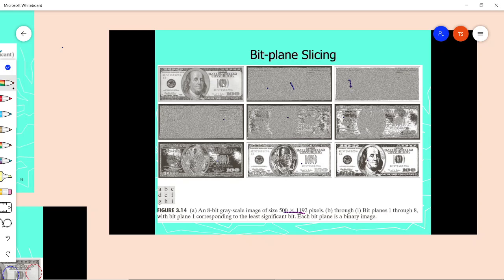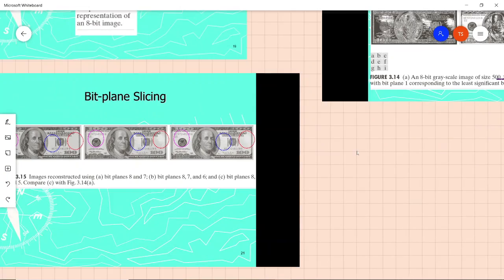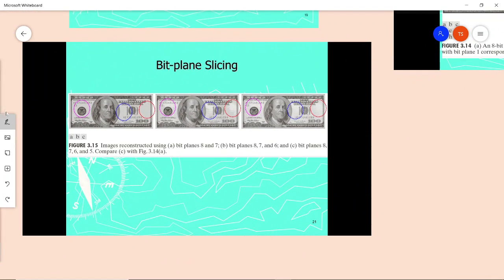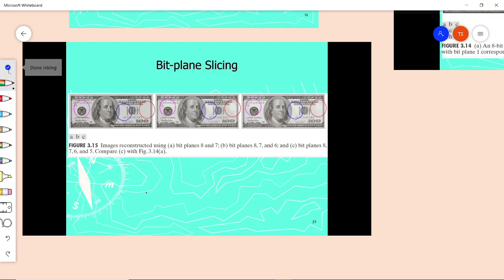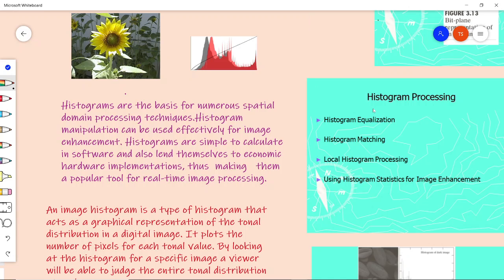Then see the contrast difference between the input image and the output image. Some intensity values are highlighted by the bit plane slicing operation. Which are highlighted? See here, you can easily find out these are the areas we highly concentrated on, so these are highlighted within the output image. Third, the main and important topic, which is histogram processing.